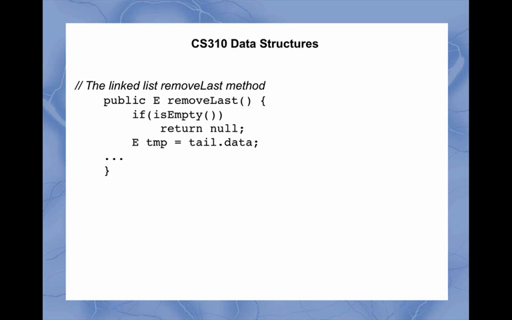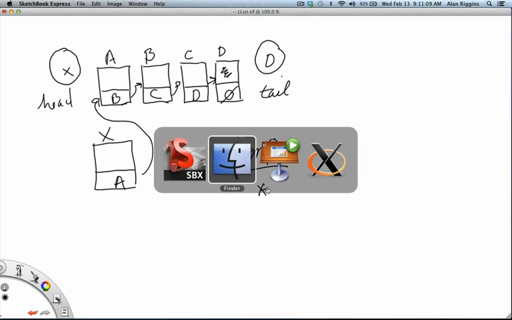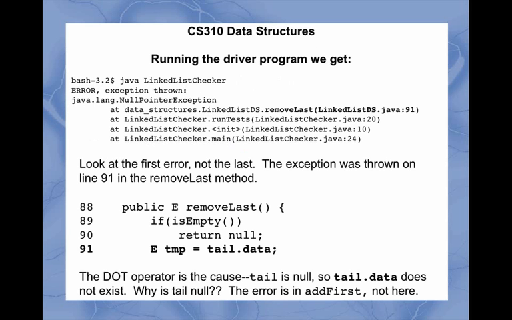Here's our remove last method. We insert first and remove last. eTemp equals tail.data. So we have a new variable eTemp, and it gets tail.data. This piece here, whatever it is, this works correct. We see no problems. This looks like code that should work perfectly, yet it does not. So when we run our driver program, we see the following results.